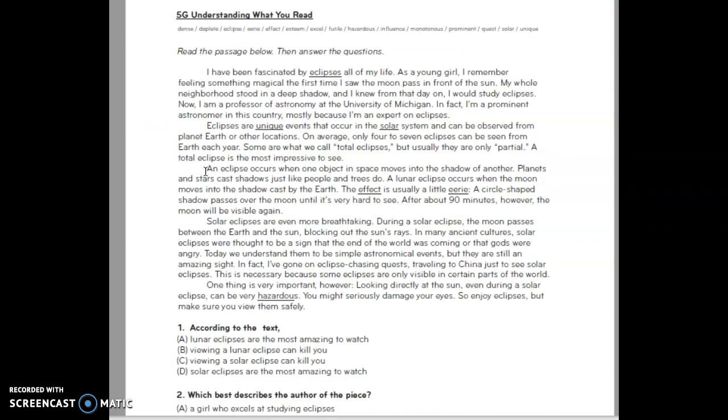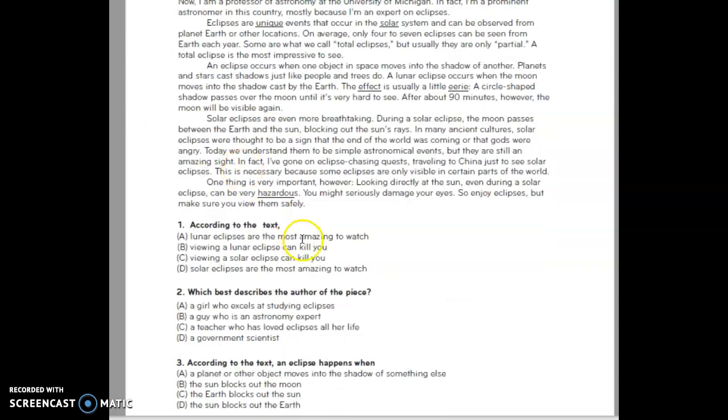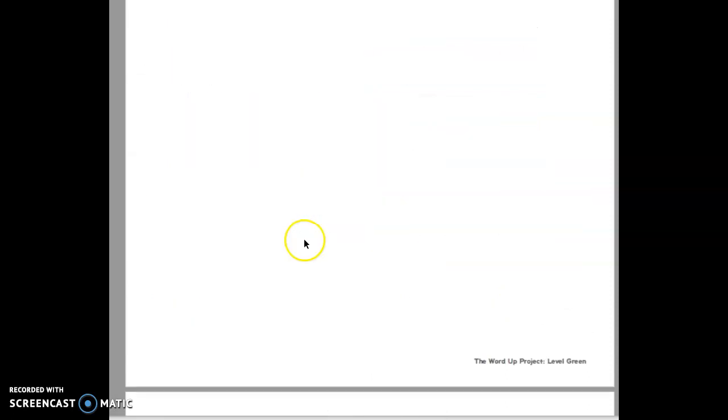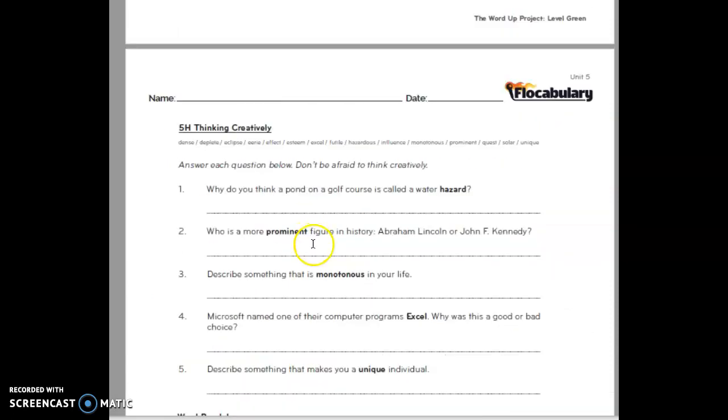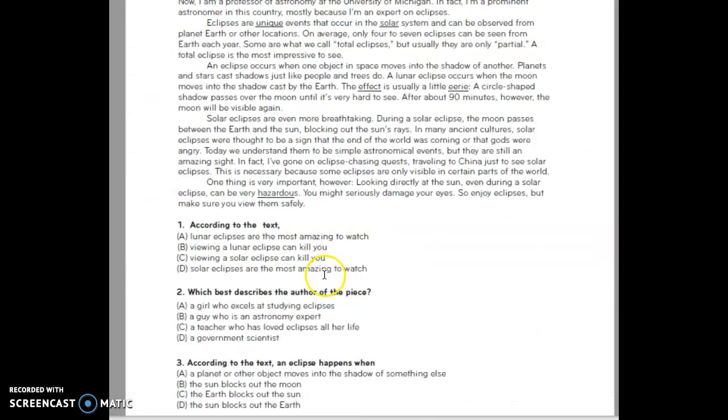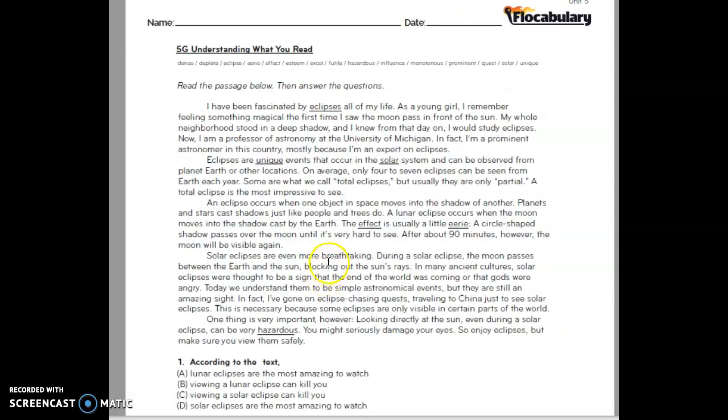Then we have our story, which I'm going to read in just a second. You'll have a story, 5 questions, and then creative questions at the end. All right, so I'm going to go ahead and read this story out loud. You can always go back to this part of the video when you get to this page. So you don't have to start with this one. You can pause it and then come back to it.